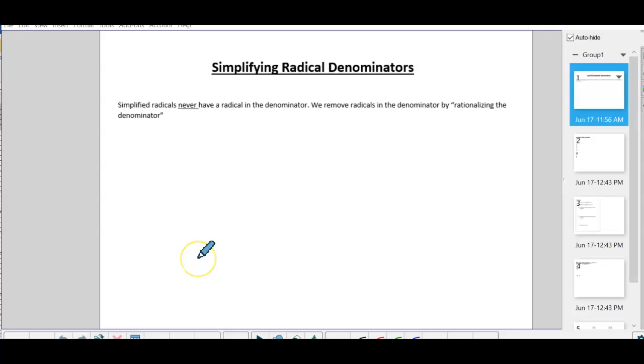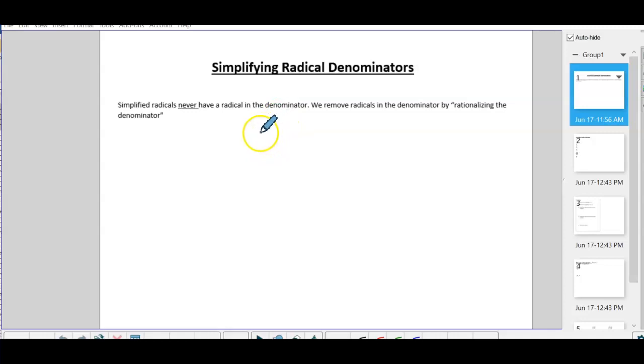Okay, so we've talked a little bit about simplifying radical denominators, but now we're going to get into the whole process: if there's just one radical, if there's two terms with radicals, and that kind of thing. Something to remember is, in order for a radical expression to be in simplified form, if there's a denominator, it cannot have a radical in it.